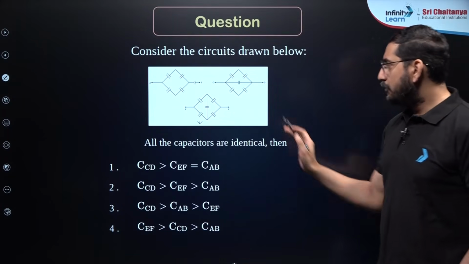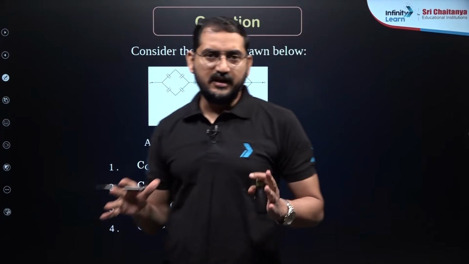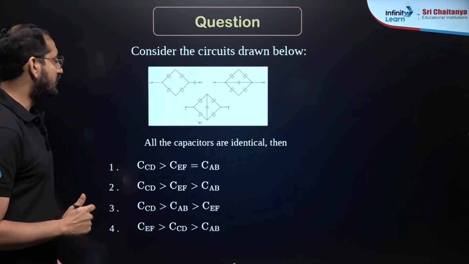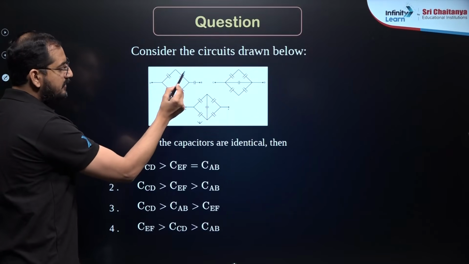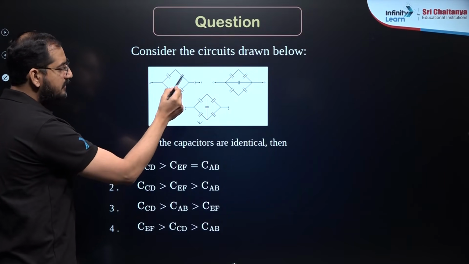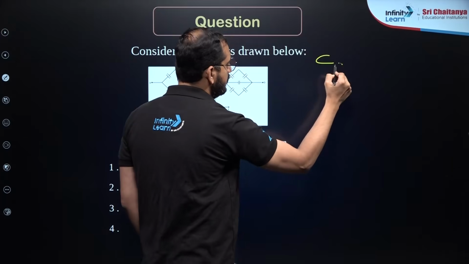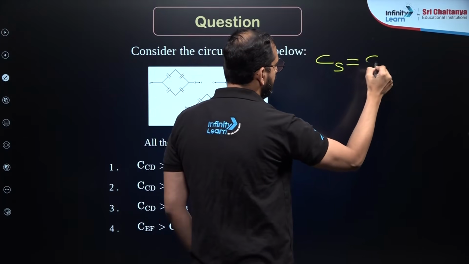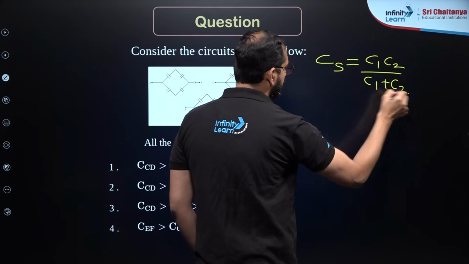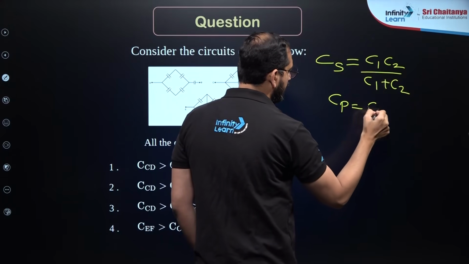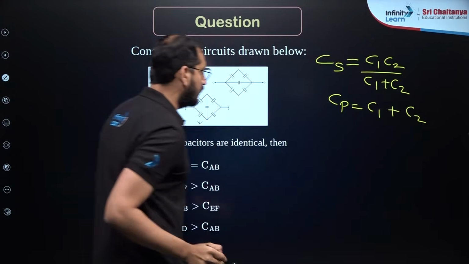Alright, we need to calculate the C equivalent for these 3 drawings. Let's do the calculation here. They are in series. Whenever a series connection is there, we need to apply the formula C1 into C2 divided by C1 plus C2, and whenever there is a parallel, we need to apply C1 plus C2.